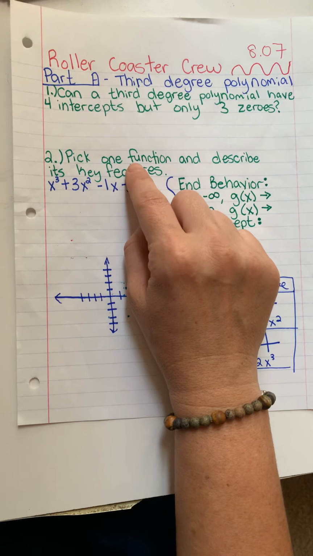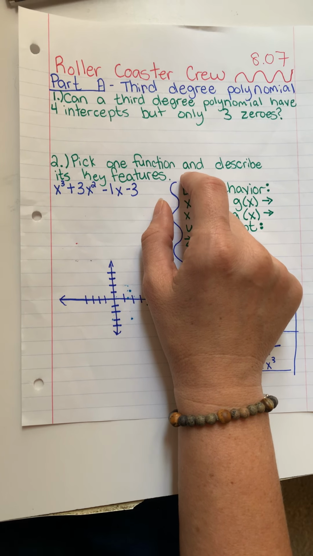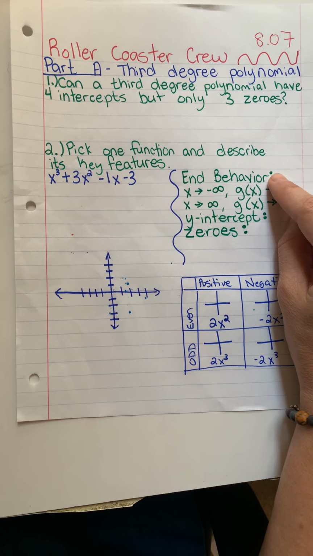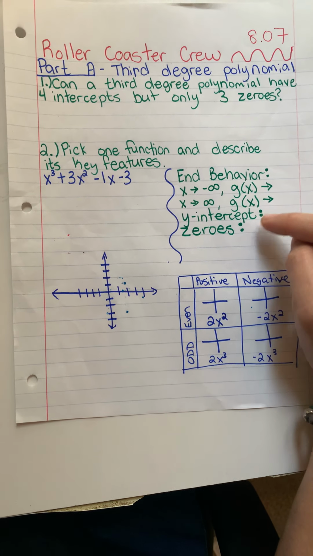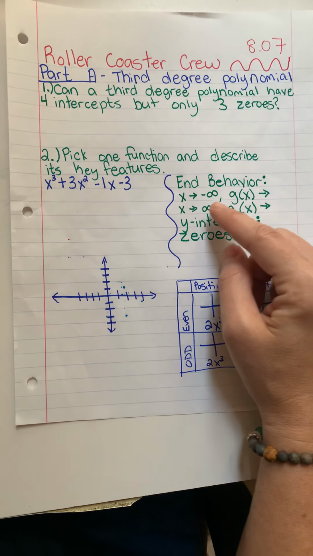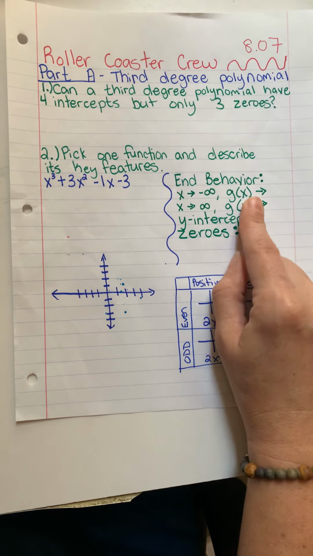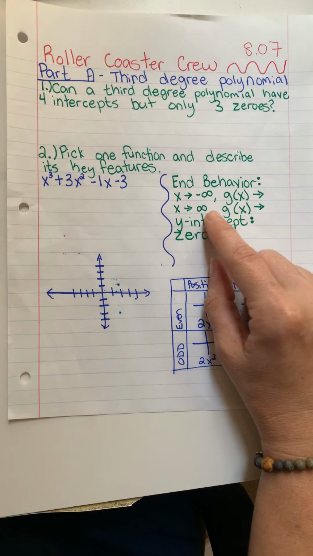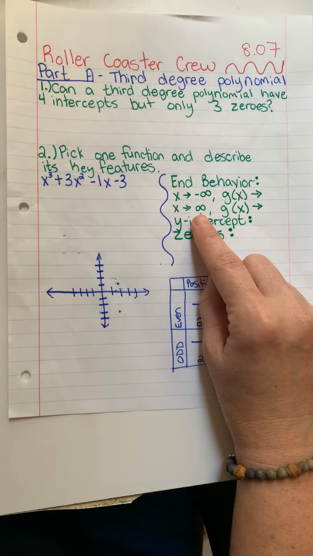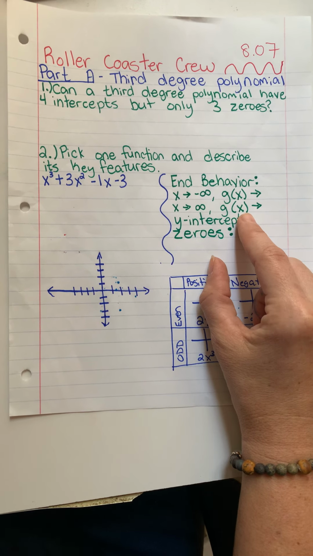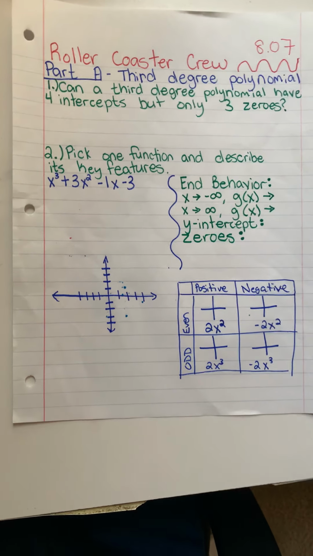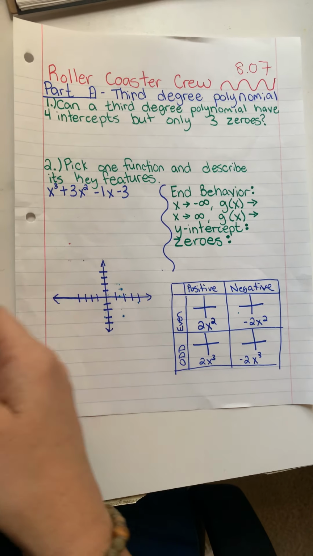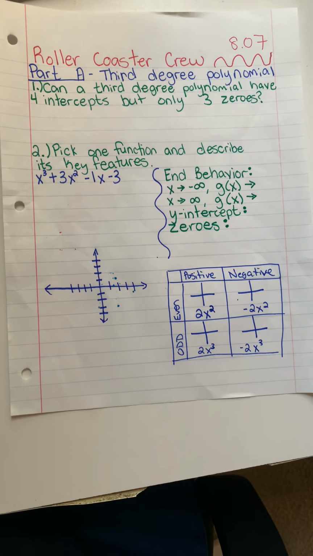For question 2, you're going to pick one of the functions that they gave and describe its key features. And that includes our end behavior, our y-intercept, and our zeros. And you might remember me drawing the end behavior like this before. As x approaches negative infinity, what does g of x approach? As x approaches positive infinity, what does g of x approach? So what is our graph doing as we head to negative infinity or positive infinity?